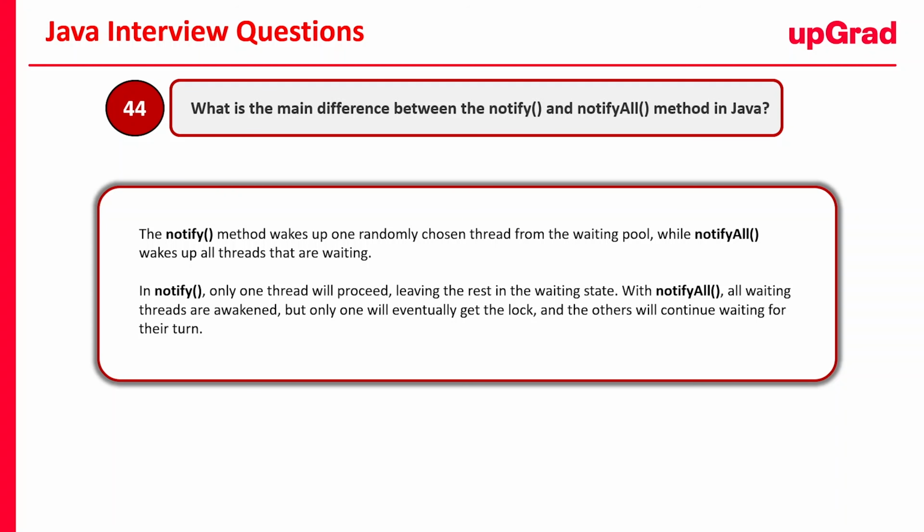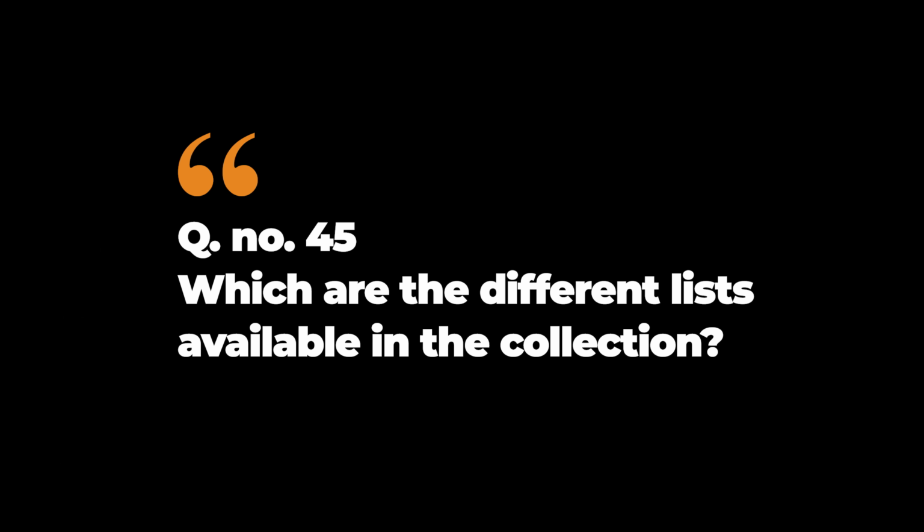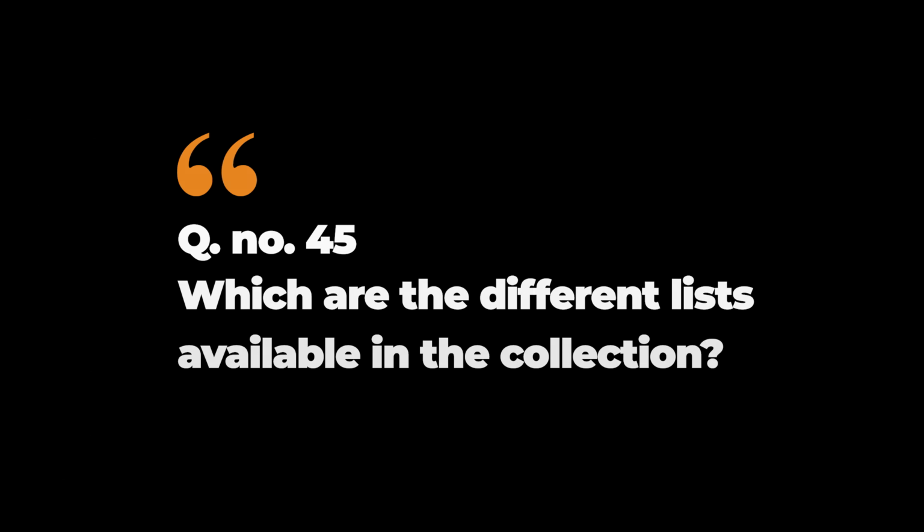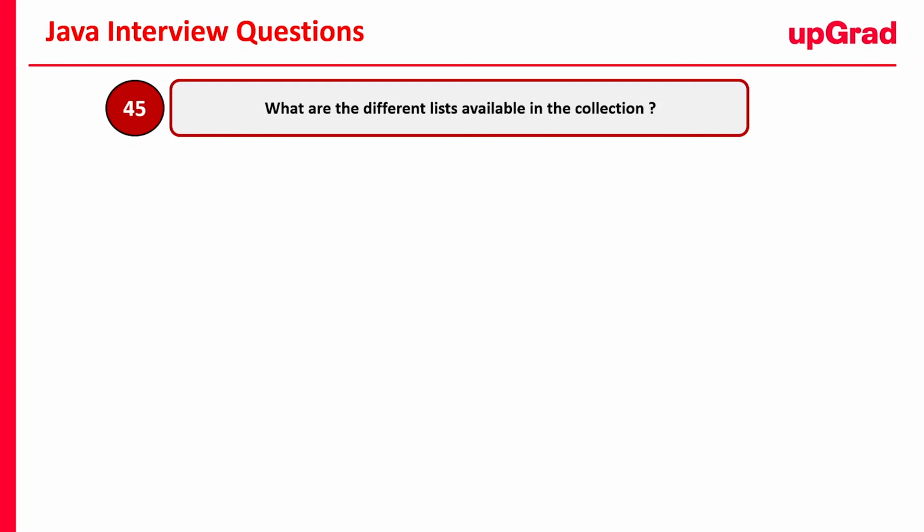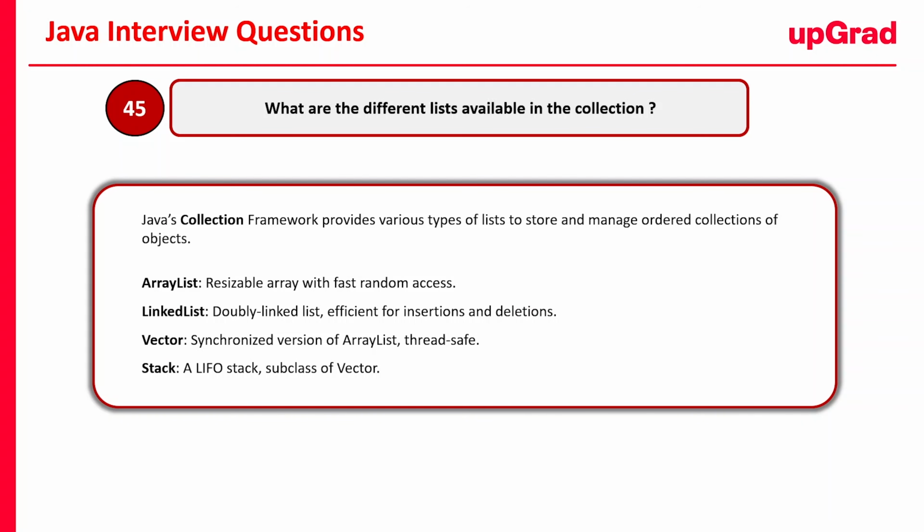Alright, question number 45. Which are the different lists available in the collection? When you're asked about lists available in the Java collection framework, the interviewer is testing your understanding of how Java handles collections of objects. To answer this, you can start with: Java's collection framework provides various types of lists to store and manage ordered collections of objects. Some of the main list implementations include, first one is ArrayList.